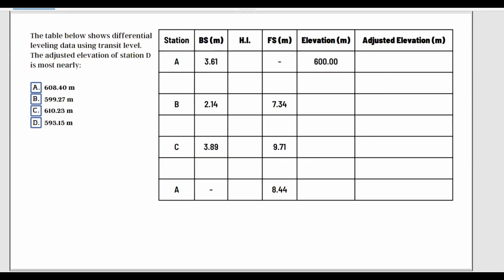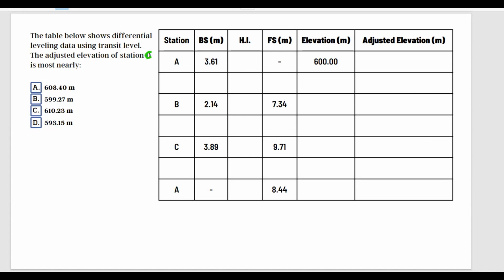And the final problem for today: the table below shows differential leveling data using a transit level. The adjusted elevation of station D is most... of station C, because we don't have D here. So this is going to be C instead of B. There you go. So the adjusted elevation of station C is most nearly.